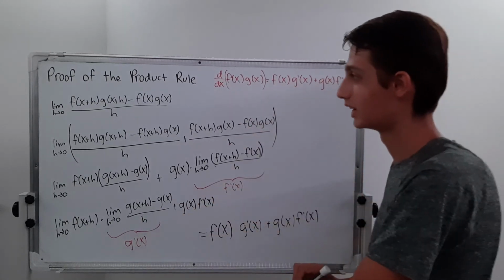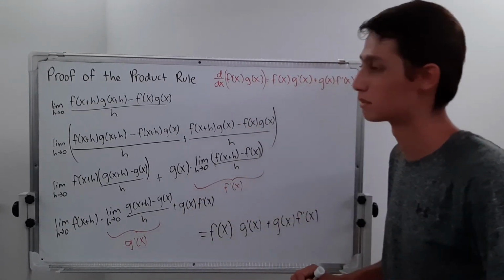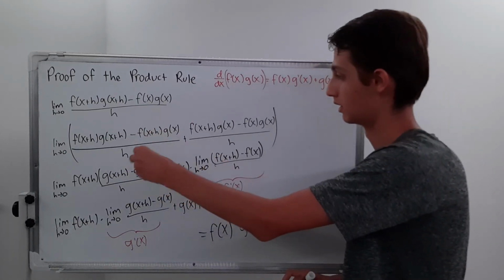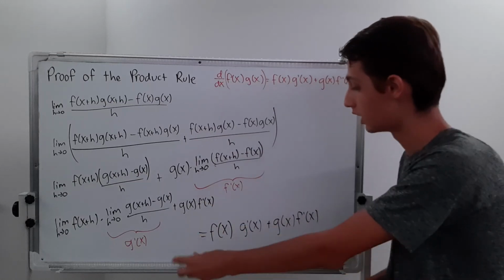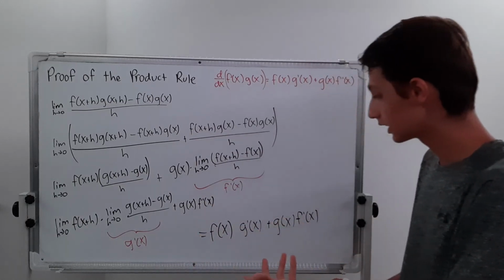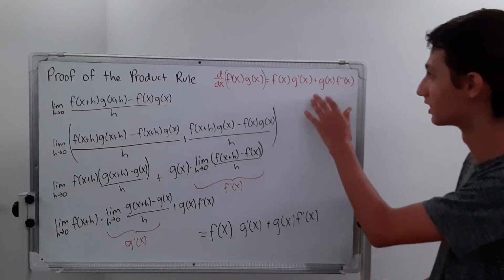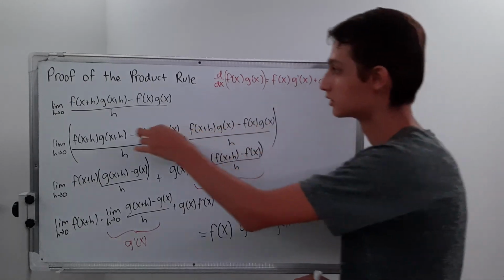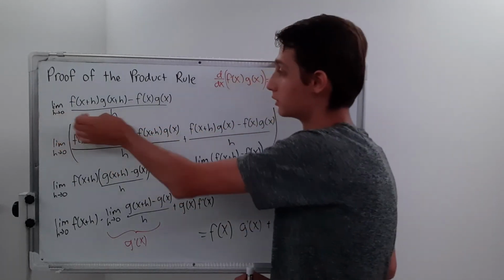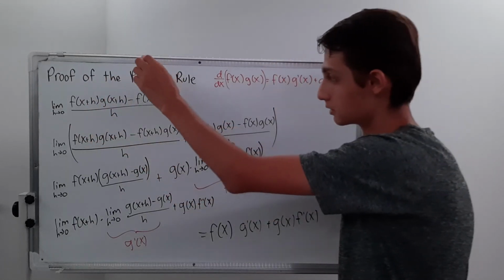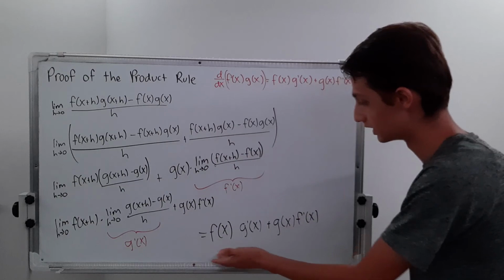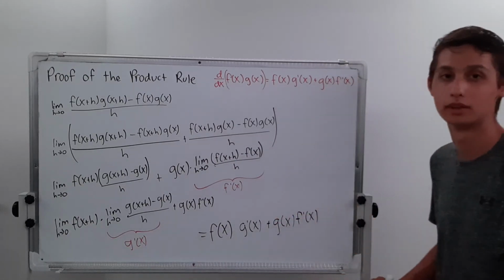So once we evaluated this using many different properties of limits, being able to split up addition or multiplication, or recognizing that these are derivatives, once we do all of that, we end up with our desired result. So using the limit definition of a derivative, we found that the derivative of a product is defined to just be this formula, and I think that's really cool.